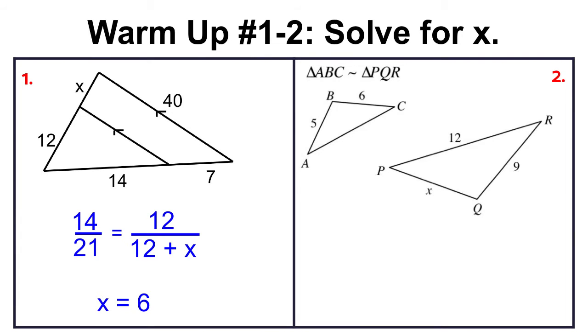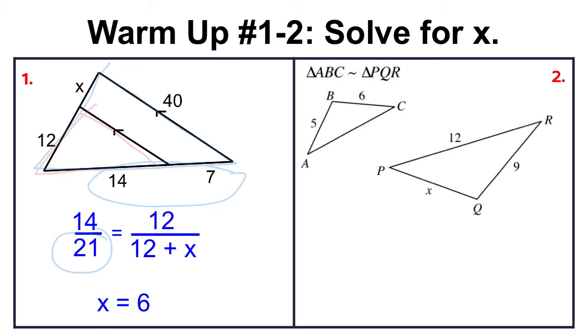Okay, so let's check your answers for number 1. The first thing that I want to point out on this one is that you've got two overlapping triangles. So you've got this small little triangle here that has a base of 14. And then you also have this bigger triangle here that if you combine these two together, you get a base of 21. That's how I got 21.